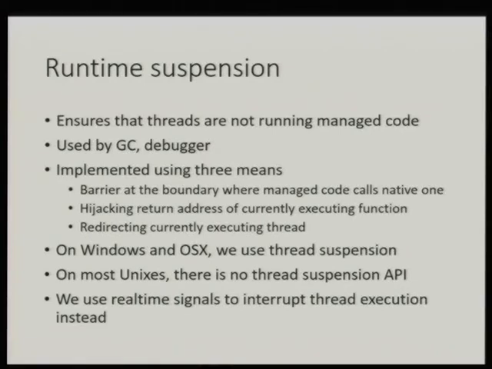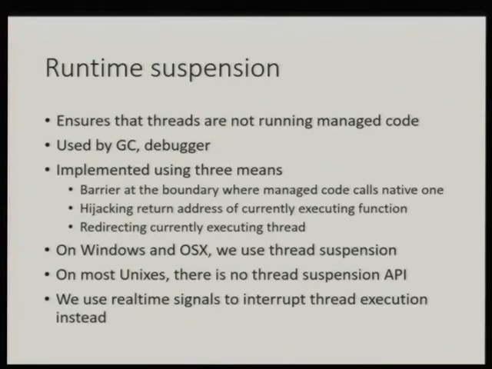Then runtime suspension is another very important feature which is needed for the GC. It ensures that no thread is running managed code at the time when the runtime is suspended, so that the GC can walk the stack, find the objects that are on the stack, and know that those objects and the objects referred from those are still alive. The way it works is that you set some global flag in the runtime that says the suspension begins, and then there are three ways the actual suspension happens.